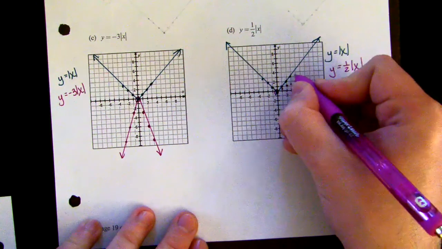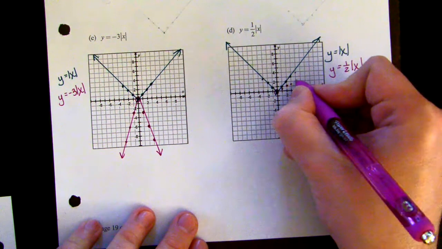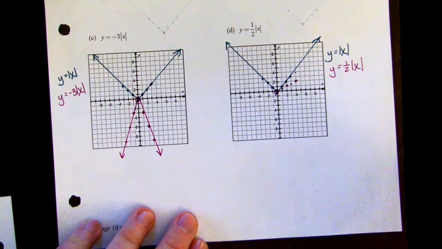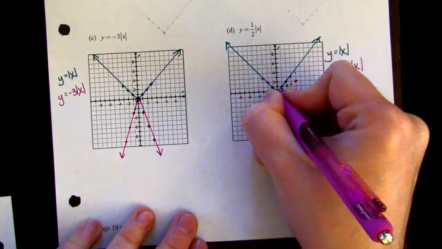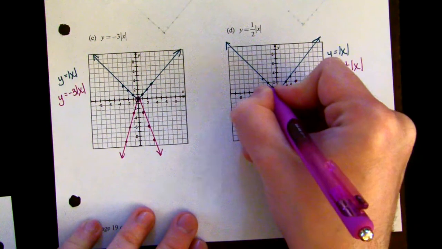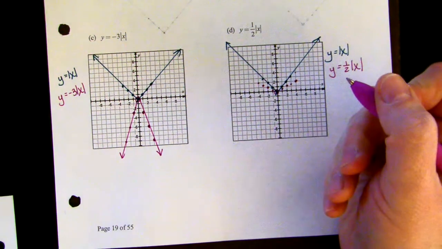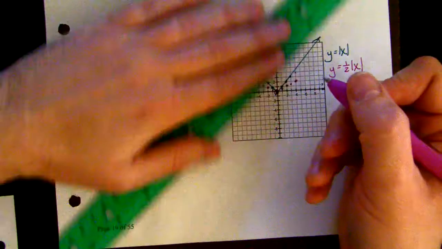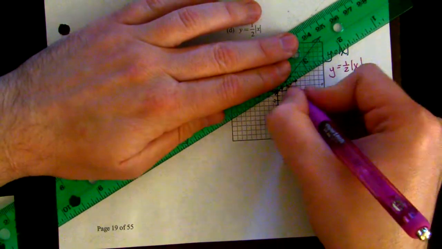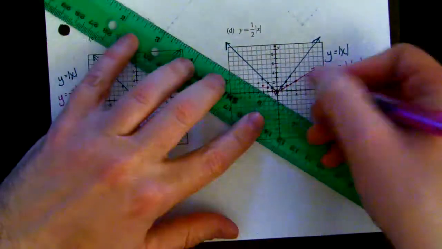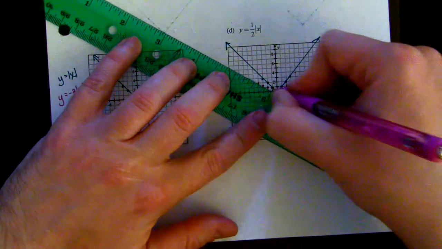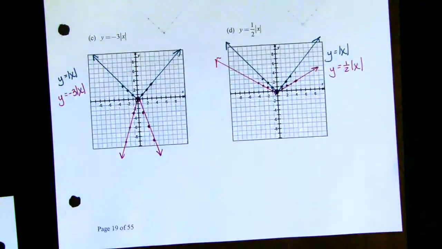Why don't I keep going? You know what? This y value would have been 4. Half of 4 is 2. I'm going to do the same on the other side. A half. 1. There. And connect the dots. So take a moment to get caught up on that one.